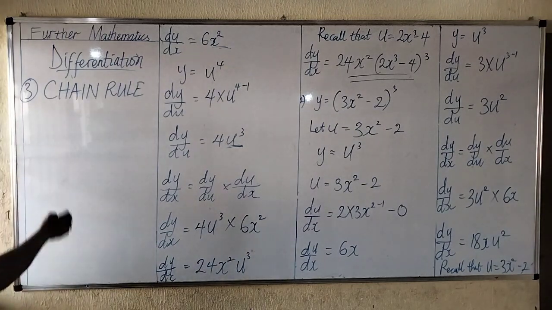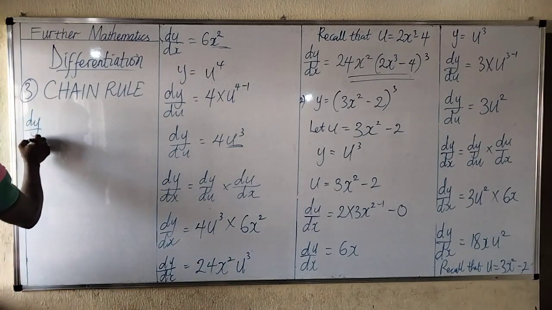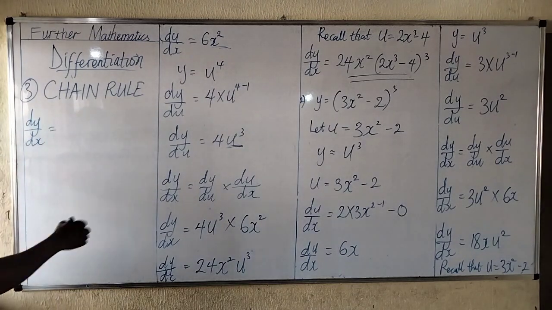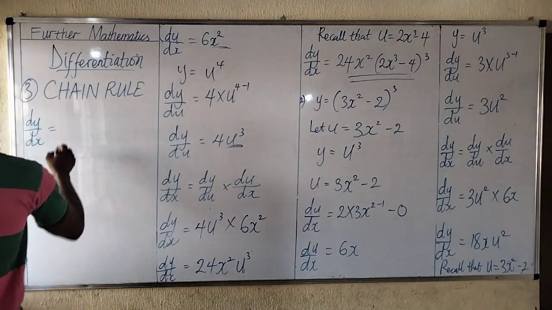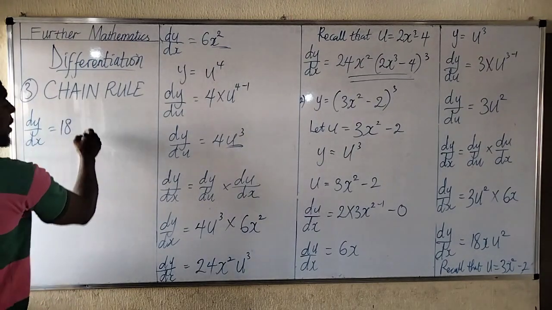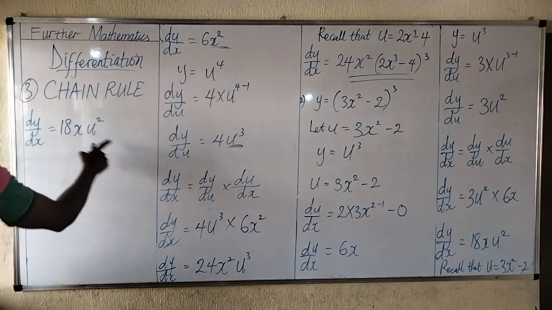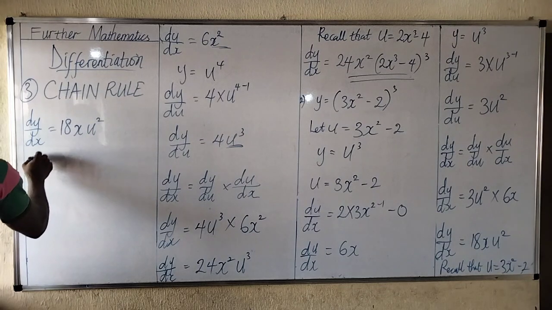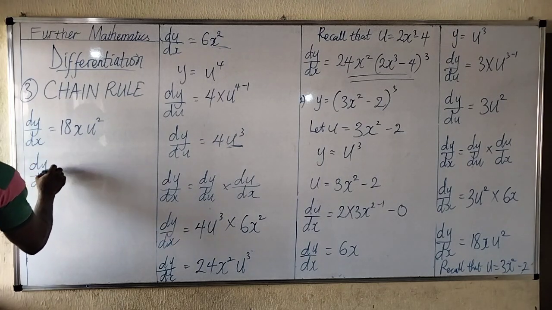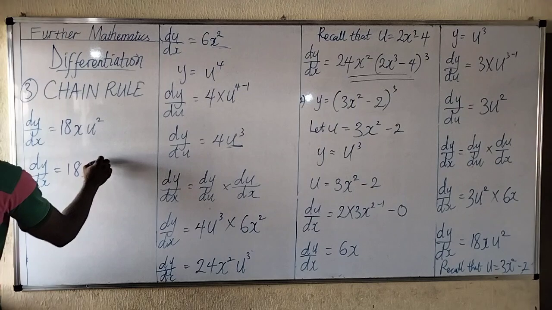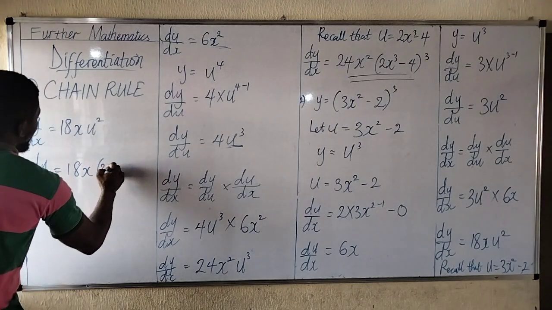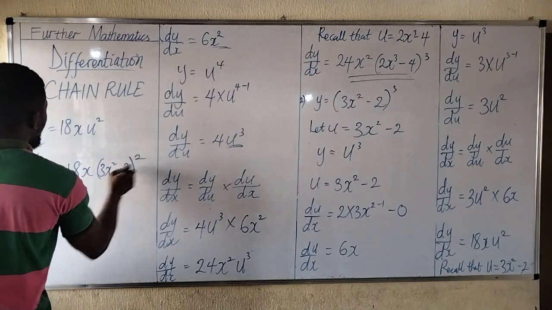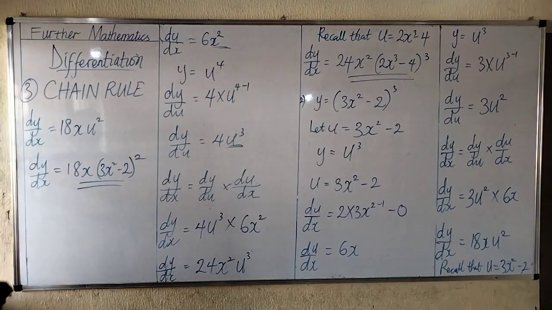Okay. So finally, we are going to have dy over dx equal to, what is the value here now? The value here says 18xu squared. So we know the value of our u now, so we are going to replace it here. dy over dx equals 18x, open a bracket, the value is 3x squared minus 2, all raised to power 2. This becomes the answer we obtain.